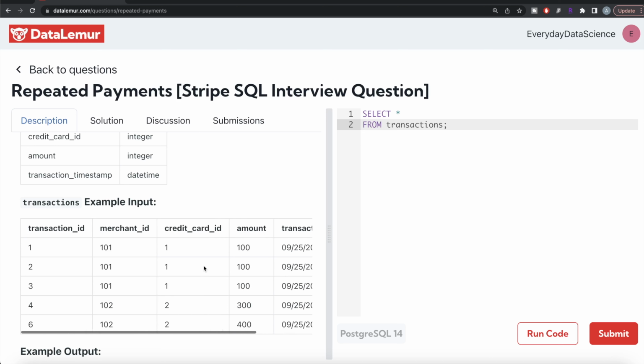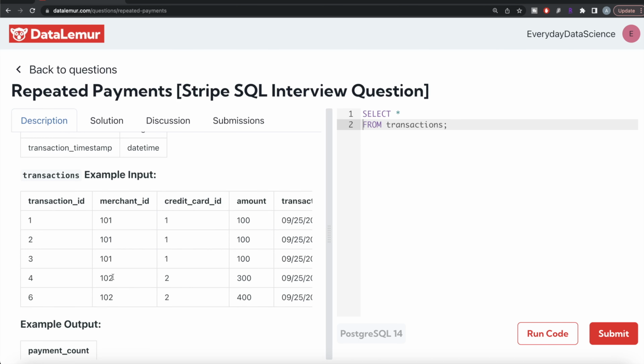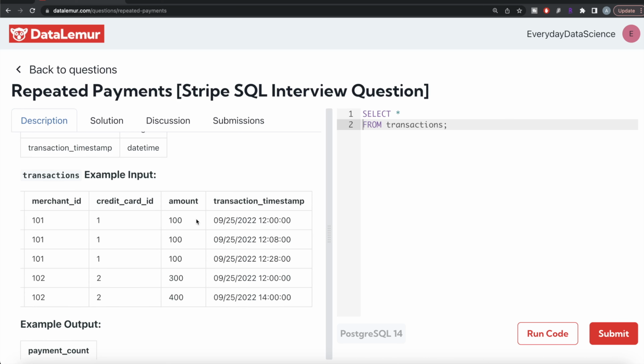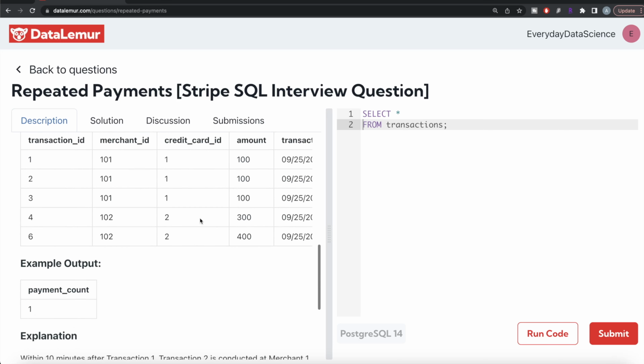One up till now. And if we look for merchant ID 102, same merchant ID, same credit card, and the amount should also be same. But here for merchant ID 102 and credit card ID 2, the amount is different, right? So the only repeated payment is this one, the second one, because first one should not be counted as a repeated payment according to the question. So that is what we have in the output. So how many repeated payments?